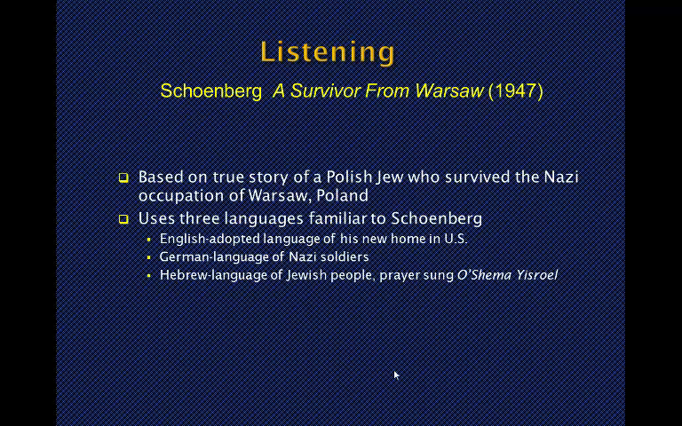This work could be thought of as a modern-day cantata, but very different to those by Bach years earlier. This piece is based on a true story of this man who survived the Nazis. Schoenberg used 3 languages to portray this event: English, his adopted language after he immigrated to the U.S., German, the language of the Nazi soldiers, and finally Hebrew, the language of the Jewish people. The narrator uses Sprechstimme, which makes this piece even more dramatic.